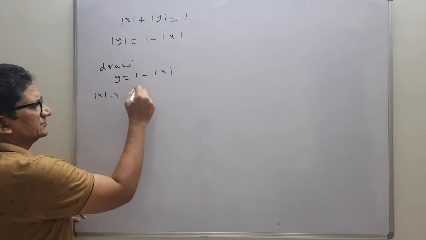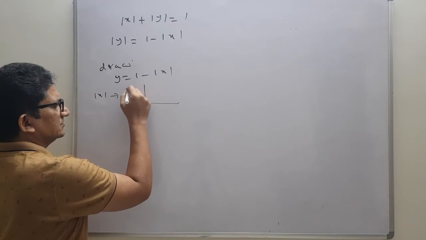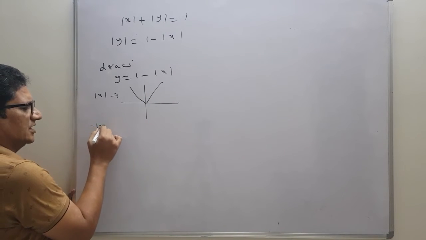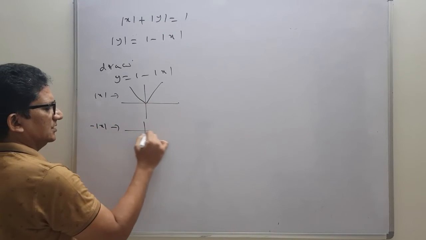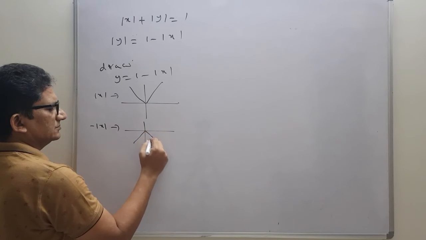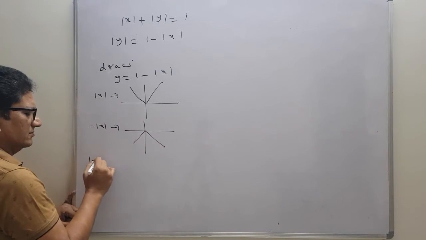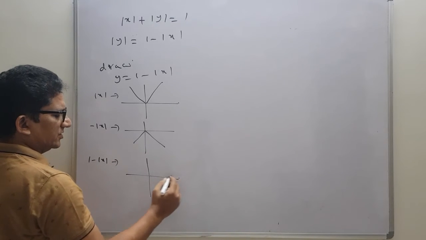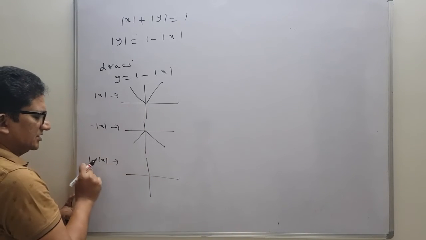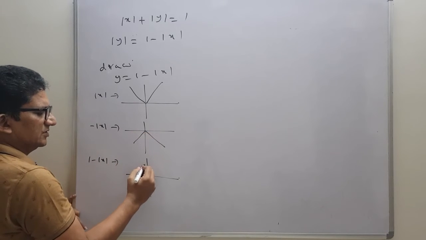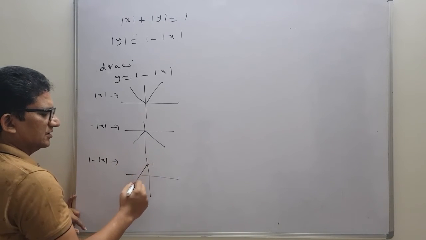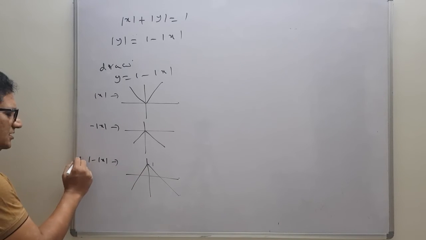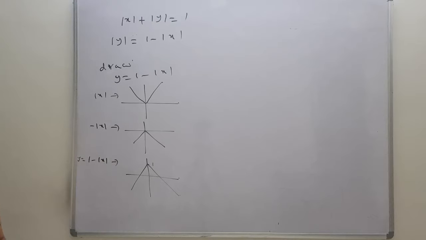Mod x graph, first we know that the mod x graph is this one. This is the mod x graph. Minus mod x graph will be, so everything will be down. Next, the 1 minus mod x graph is lifted by 1 unit above the origin. Because 1 unit we need to add, here 0 will have. So suppose you have 1 unit, this is your graph. So this is the graph of y equals 1 minus mod x.